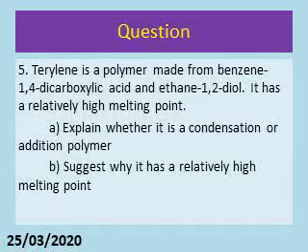So the answers are, for 5A, it's a condensation polymer because it's made of two different molecules reacted together. And B, it's got a relatively high melting point because the intermolecular forces are relatively strong.